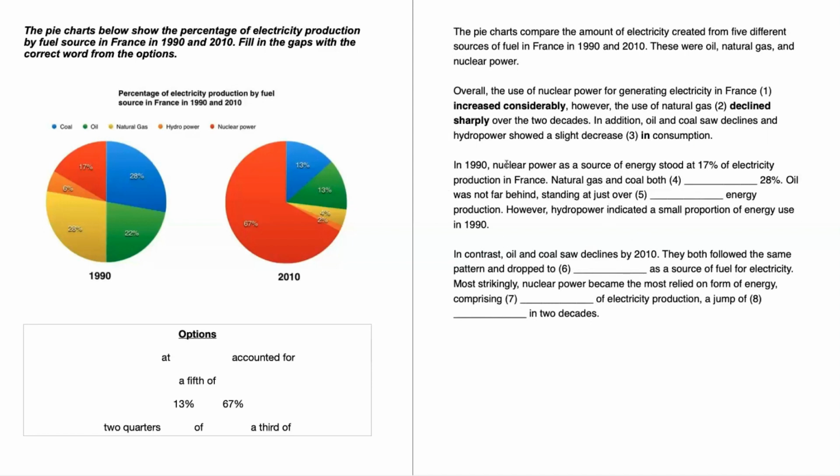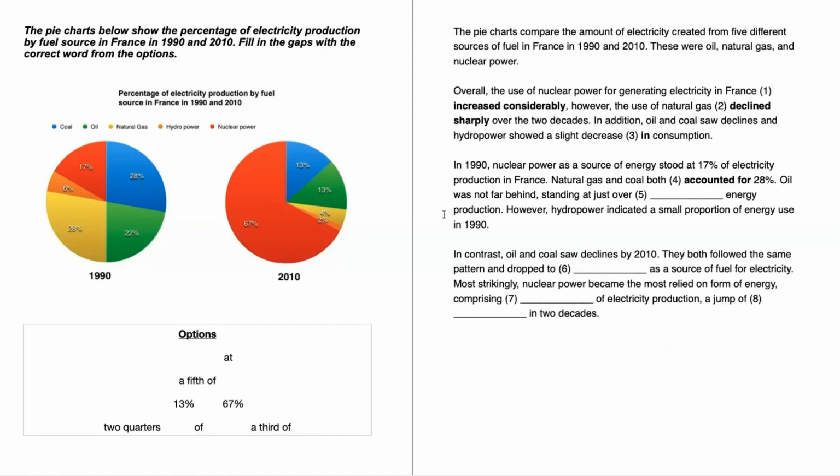In 1990, nuclear power as a source of energy stood at 17% of electricity production in France. Natural gas and coal both blank 28%. And so again, this is just a different way to say what the data is or what the data was. And so the best option here would be accounted for, because we still need a verb, and to account for something is an excellent verb.